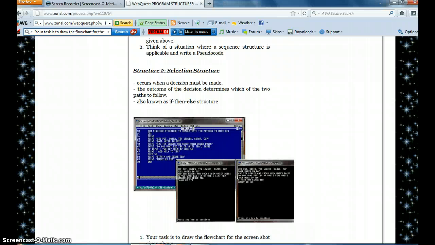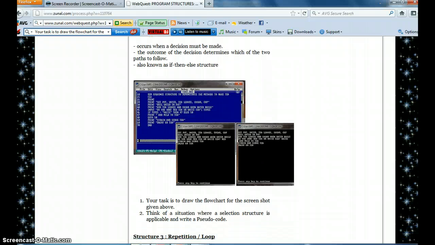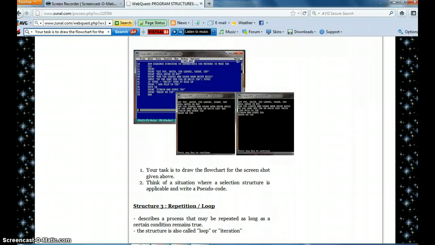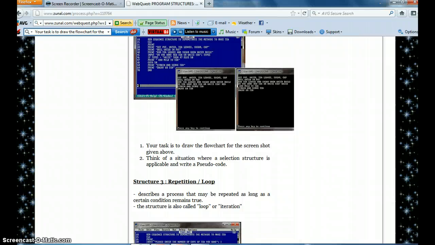Secondly, they have to move on to the second structure, that is the selection structure, and they also have to go over the program given in the screenshot, do a flowchart, and then think of a situation or a problem they might be facing in school or at home and write a pseudocode for the given problem.